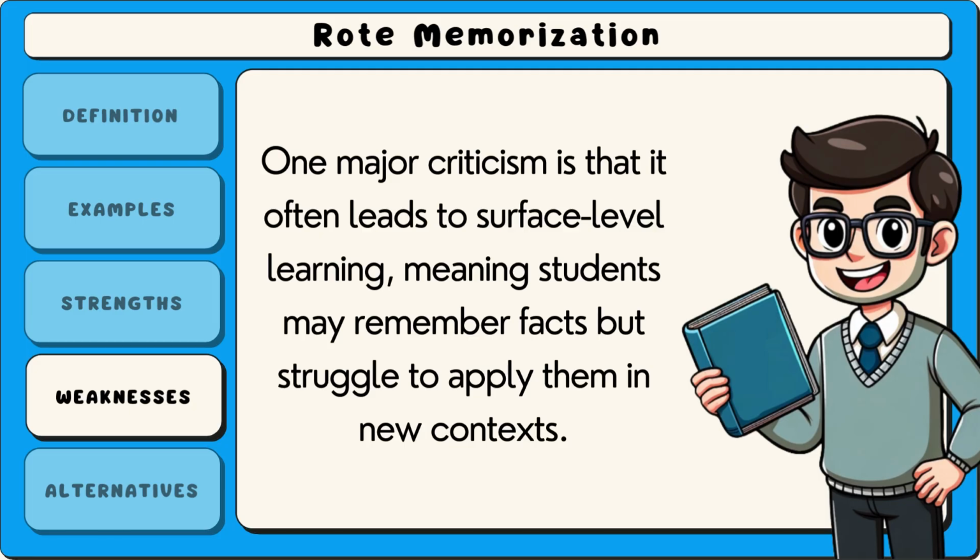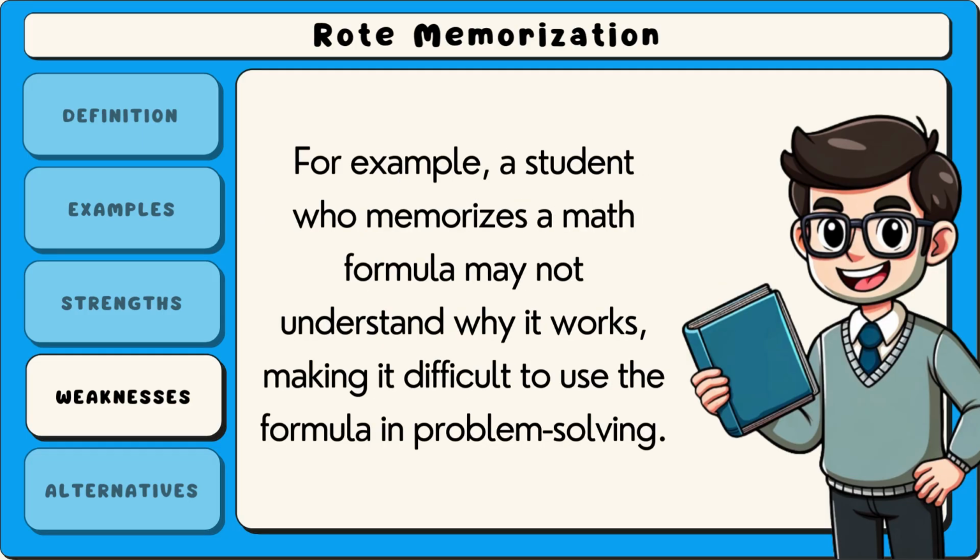However, rote memorization is not without its weaknesses. One major criticism is that it often leads to surface-level learning, meaning students may remember facts but struggle to apply them in new contexts. For example, a student who memorizes a math formula may not understand why it works, making it difficult to use the formula in problem solving.